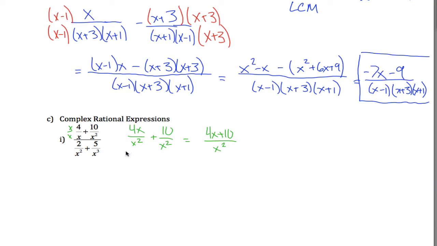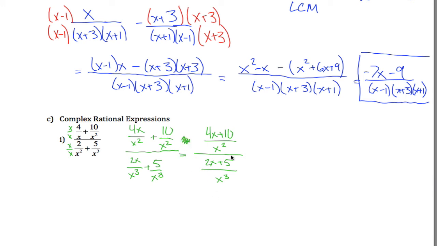That's just the top. Do the same thing on the bottom. Least common multiple between x squared and x cubed is x cubed. To make this an x cubed, in this case it's x over x again. These won't always be the same, just in this problem it was. 2x over x cubed plus 5 over x cubed gives me 2x plus 5 over x cubed. Maybe the equals sign should be down here.